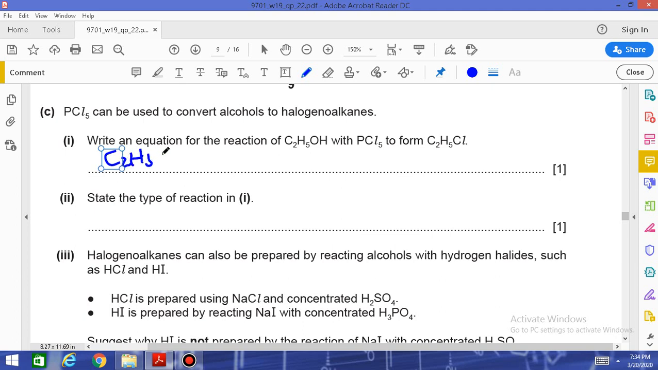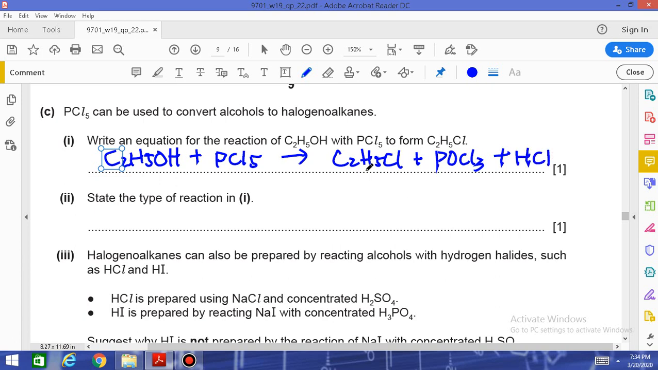Ethanol reacts with phosphorus pentachloride, PCl5, to produce chloroethane, POCl3, phosphorus trichloride oxide, and HCl. It's balanced. Okay, next.